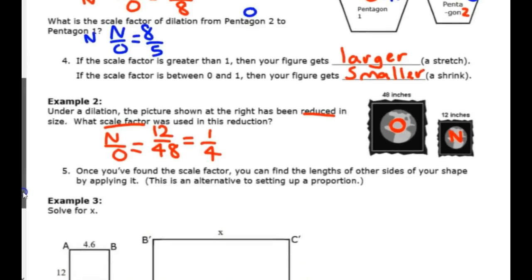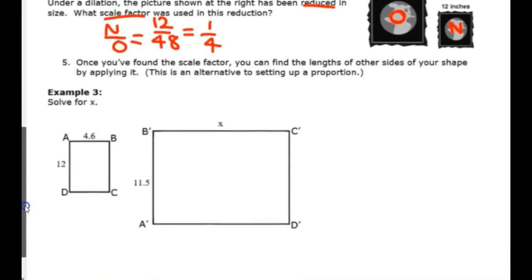Number 5, once you've found the scale factor, you can find the lengths of the other sides of your shape by applying it, okay? Which is another way to do it besides doing proportions and doing cross multiplying and dividing, okay? So, for example 3, TBH, if I were you, I would just use cross multiply and divide, okay? But I want everyone to see this example 3.